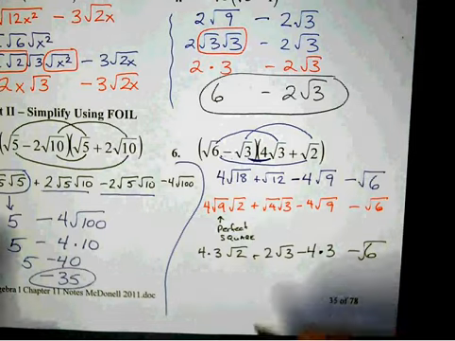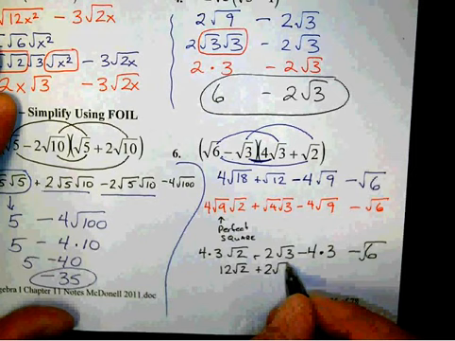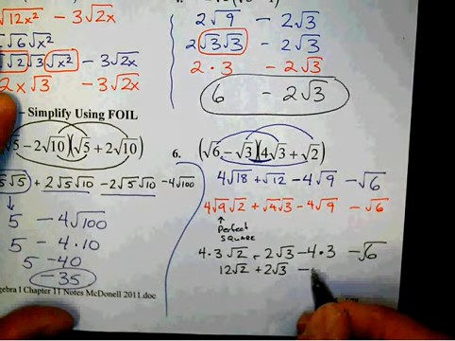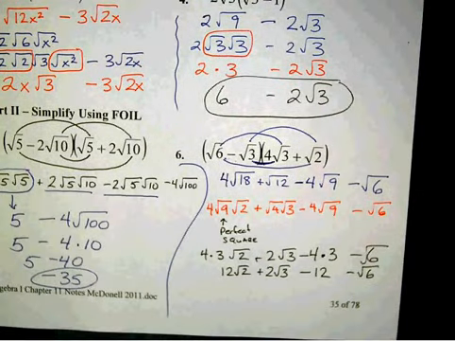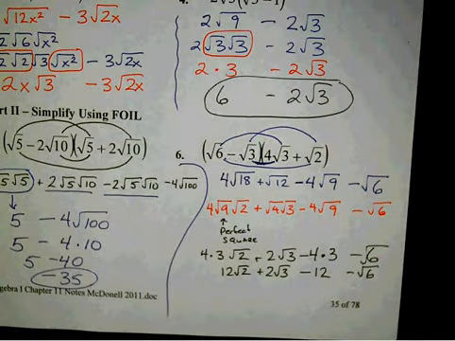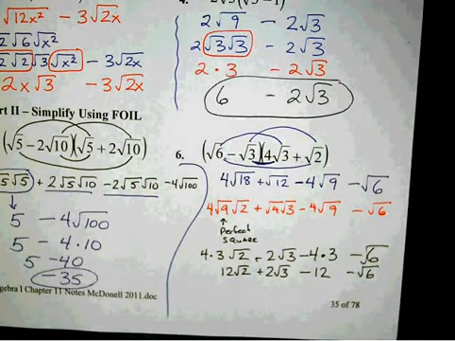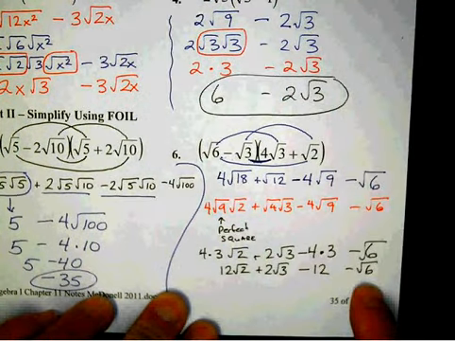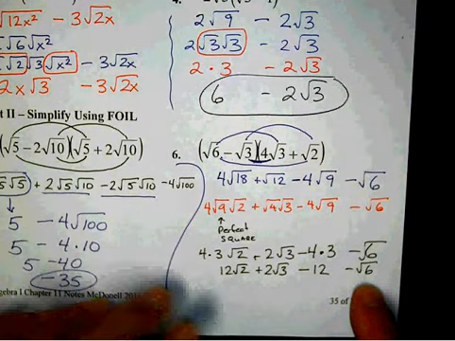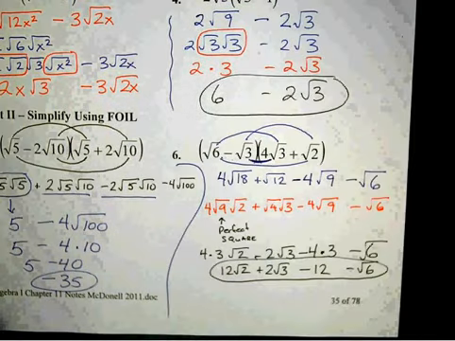It's the same thing. Let's simplify. At front I have 12 root 2, then I have 2 root 3, then I have minus 12, then I have minus root 6. Does any of these radicals combine? Are any of them the same? No. So do they combine? No. So that's your answer.